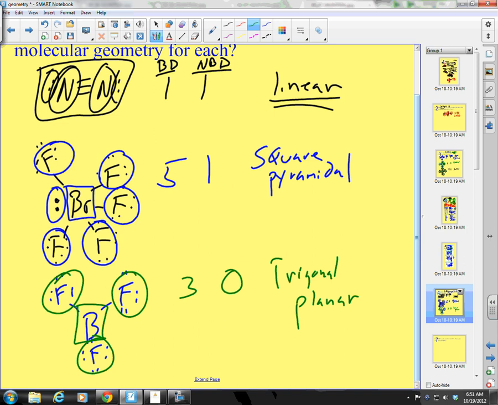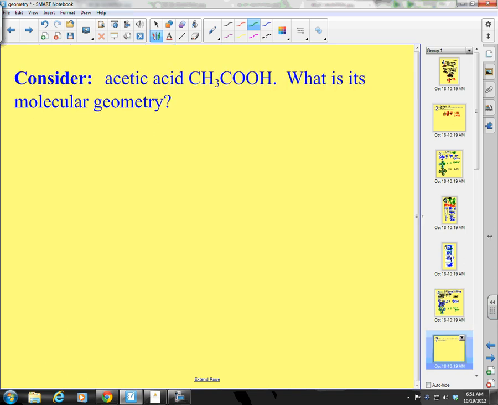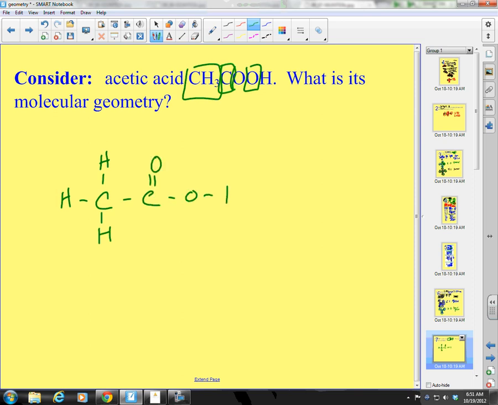Okay, excellent. Let's do one more quickly, and I'll just run through this to show you. Okay, this one's difficult because it is very complex. It has more than one central atom. And the Lewis structure for it is this. Okay, and then we need to put some more electrons there. Good, 2, 4, 6, 8. There we go. So this is what my Lewis structure for acetic acid looks like.